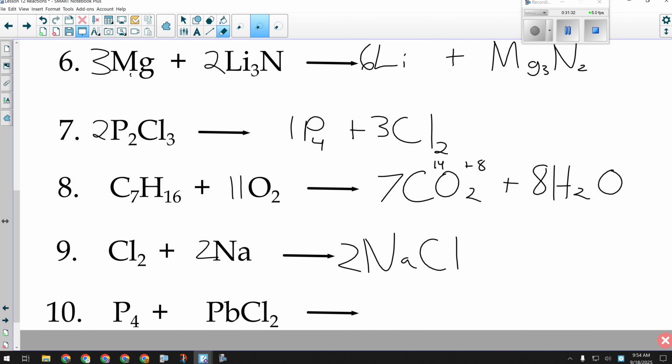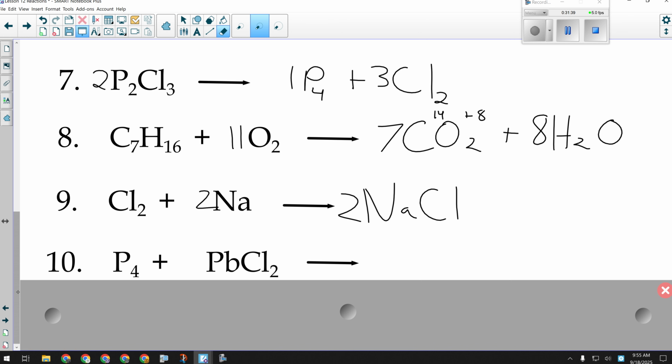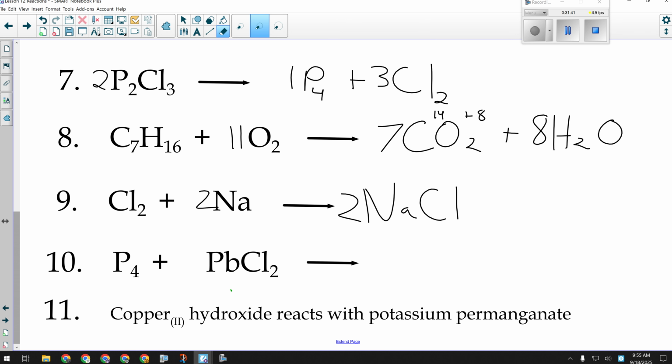Okay. All right, how many people have done 10? We're getting this stuff. That's good. Okay. Right, so for number 10, I've got phosphorus as an element reacting with lead-2 chloride. What kind of reaction would that be?